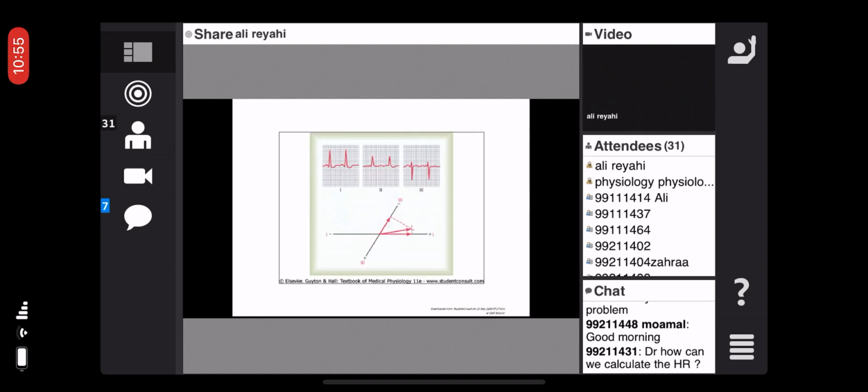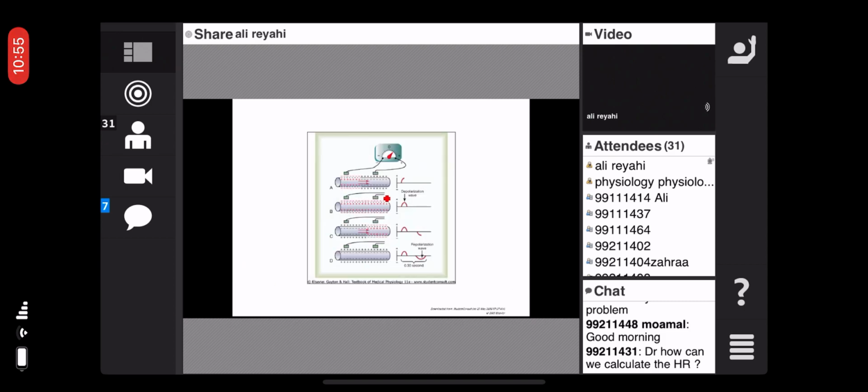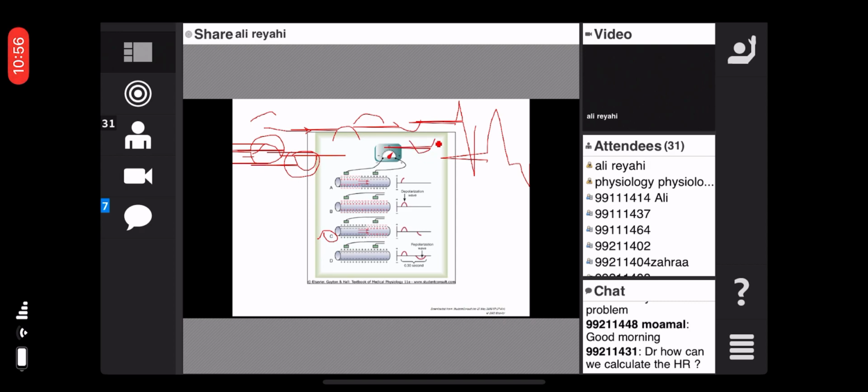Please note that according to this shape, depolarization is upward and repolarization is downward. So we must have R waves and T waves, or P waves and atrial repolarization waves. Depolarization of the atrium and repolarization of the atrium. Upward depolarization of ventricles and downward repolarization of ventricles.